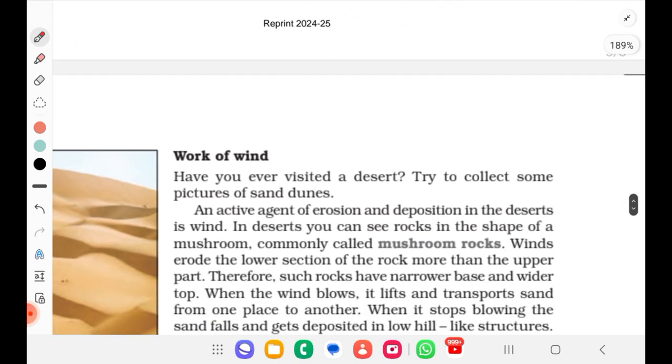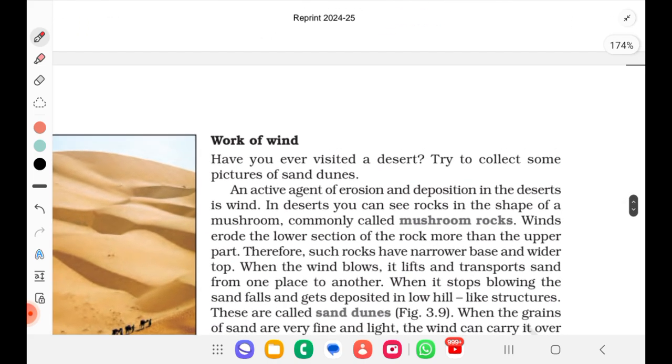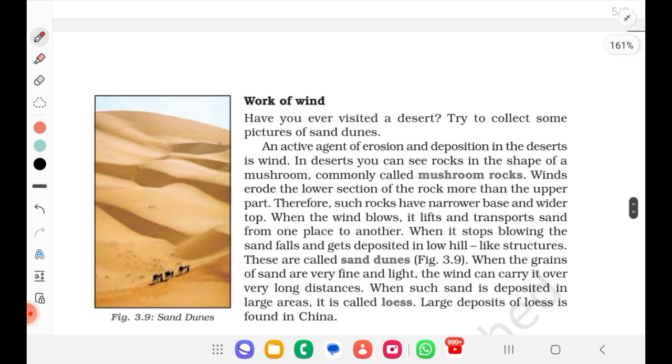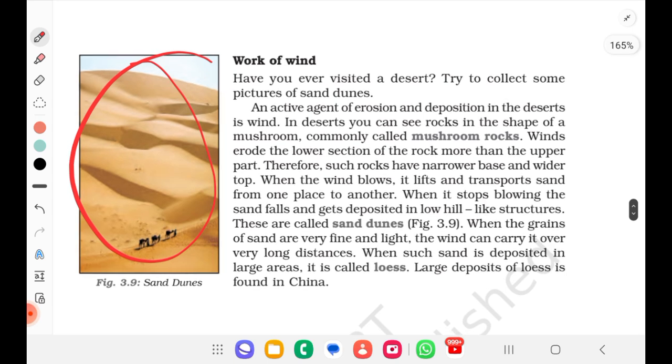So now we see the wind. Have you ever visited a desert? Try to collect some pictures of sand dunes. We are able to see them here anyway. An active agent of erosion and deposition in the desert is wind. See, in the case of glaciers, it's ice and water, whereas in the desert, it's air or wind.